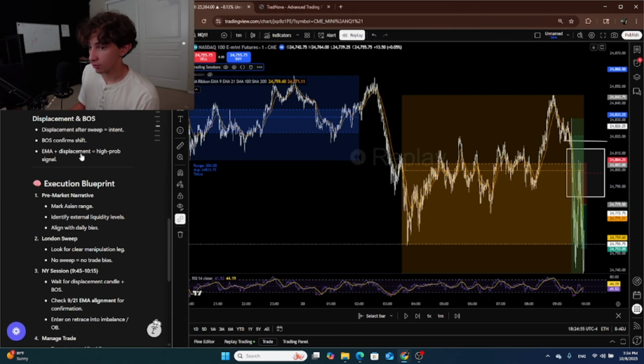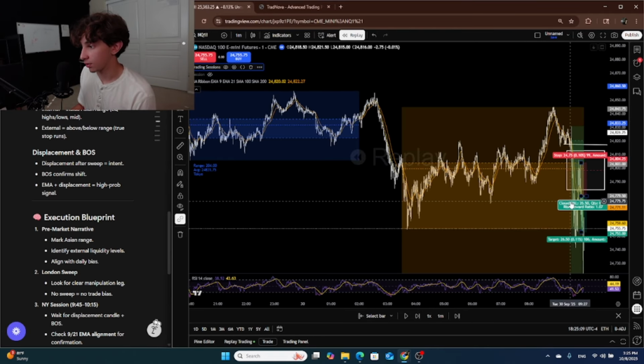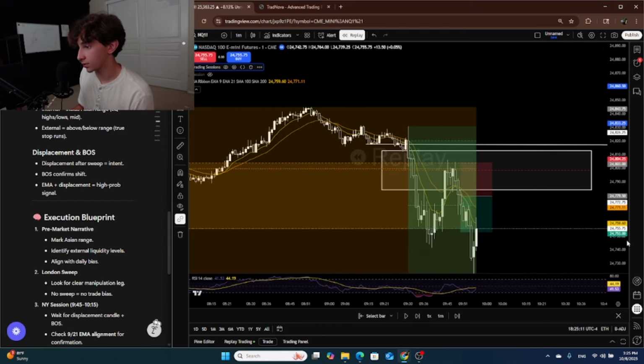The model never fails, guys. It truly never fails, especially on high prop days. It might be choppy sometimes, but it will never fail. Now, see, displacement after sweep equals intent, break structure confirms shift. Sometimes we even enter off an inverse fair value gap. It doesn't have to technically be a.